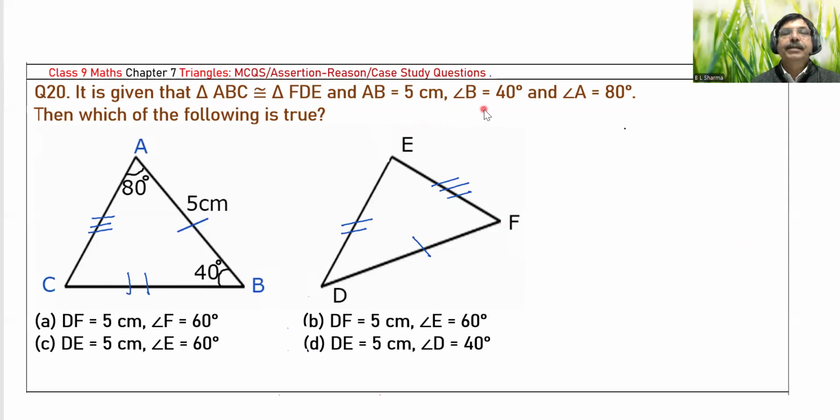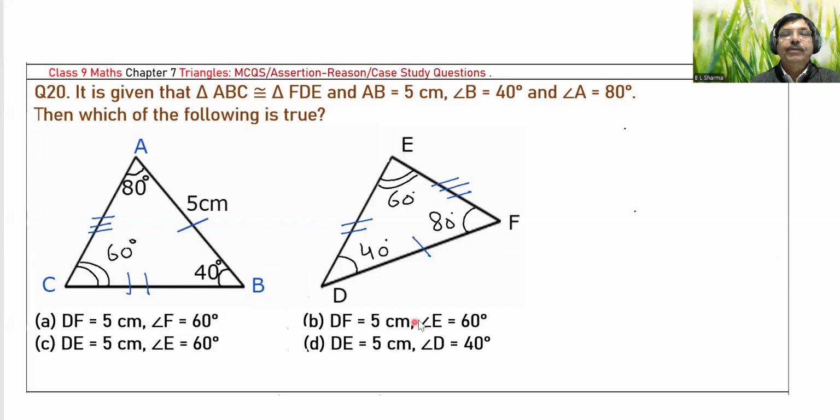AB is 5 centimeter, angle B is 40 degree, angle A is 80 degree. So by angle sum property, angle C will be 60 degree. Now writing the corresponding parts, angle E is 40 degree, angle D is 60 degree, and angle F is 80 degree. You can check the answer now.